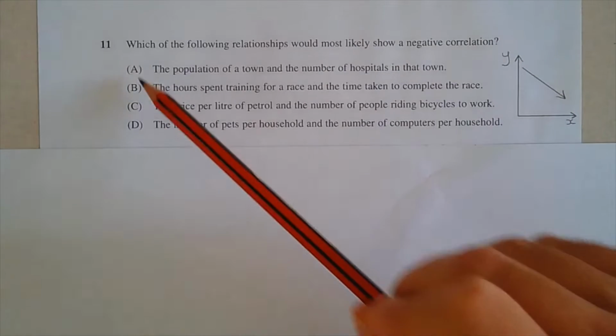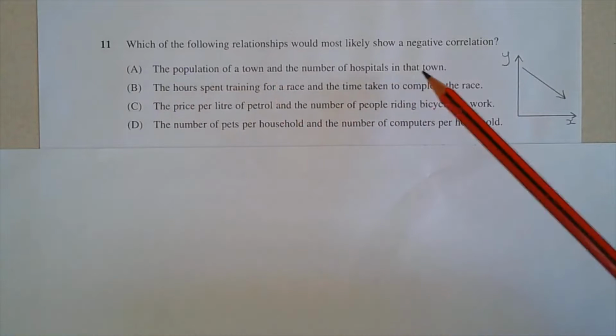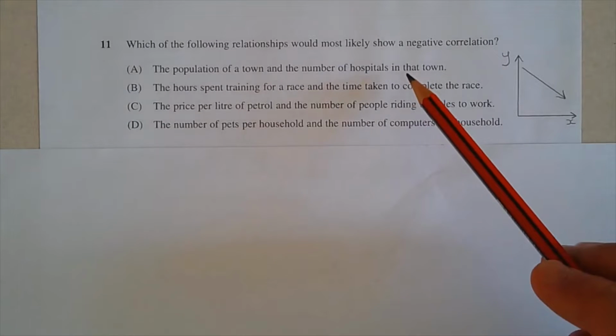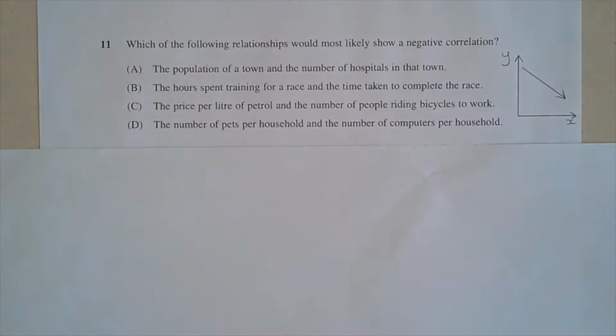Let's consider option A, the population of a town and the number of hospitals in that town. Generally speaking, the greater the population, the more hospitals one would expect to find. This would be an example of a positive correlation. So option A is out.